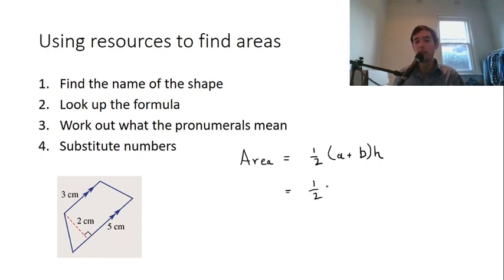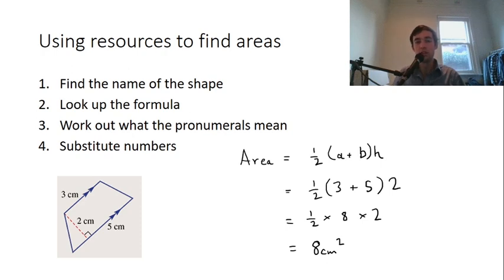All right. So a half times a is 3, b is 5, h is 2. So we have to do the brackets first. So that will be a half times 8 times 2. These are all times, so it doesn't matter which order we do it. Let's just do from left to right. So what's a half of 8? That's 4. And we have 4 times 2, which brings us back to 8 centimeters squared.